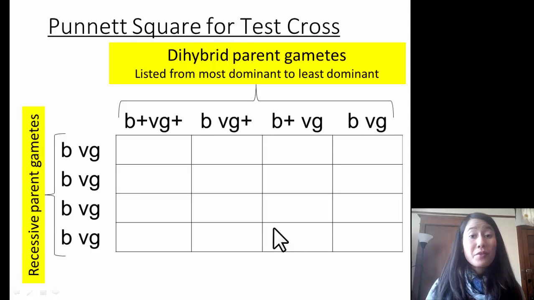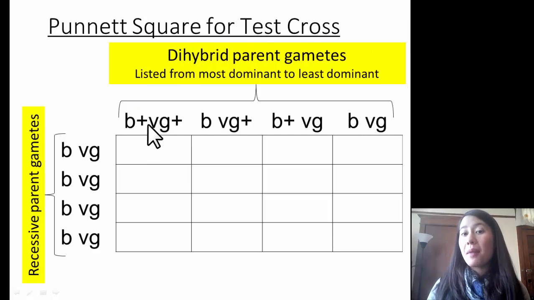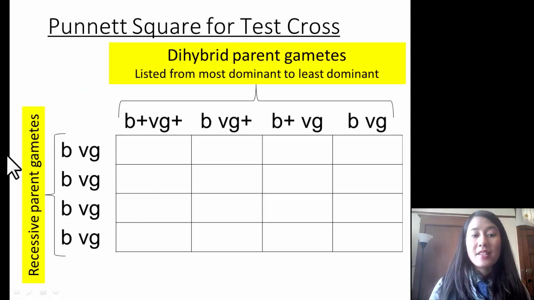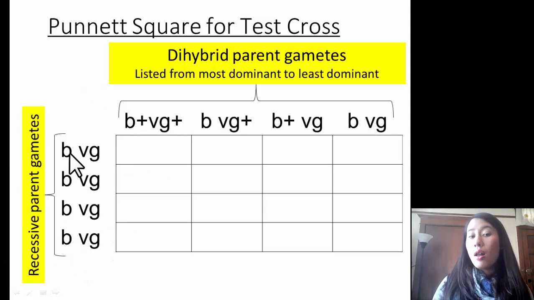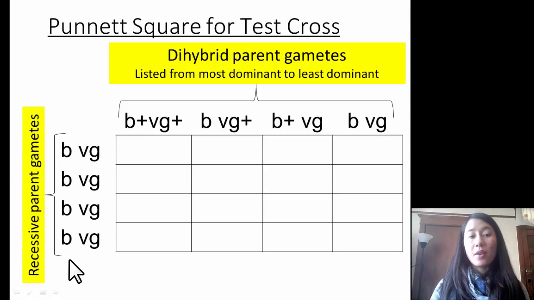So here's one of those Punnett squares for this test cross, and you'll notice that because we had 4 potential gametes, it's got to have 4 columns right here. Here's my dihybrid parent gametes. I like to list them from most dominant to least dominant, helps organize my brain. And here are the recessive parent gametes over here. All of them were the same, so they're identical as we go down. See if you can figure out what the results of this Punnett square would be based on what we've done in class.